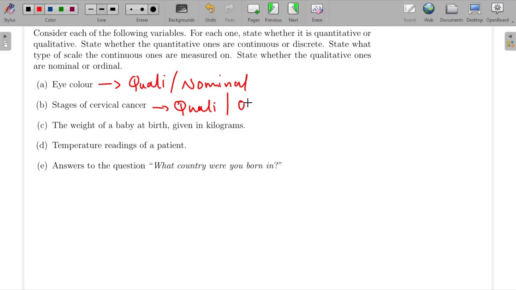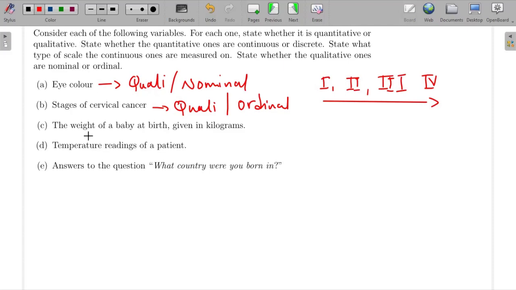This one is going to be ordinal because it's in order. Those in stage 1 maybe have less severe conditions. Stage 2, slightly more severe. Stage 3, it has started becoming worse. Stage 4, those that are close to dying. So there's an order being followed. The stages of cancer are qualitative, yes, but they are on an ordinal measurement scale.